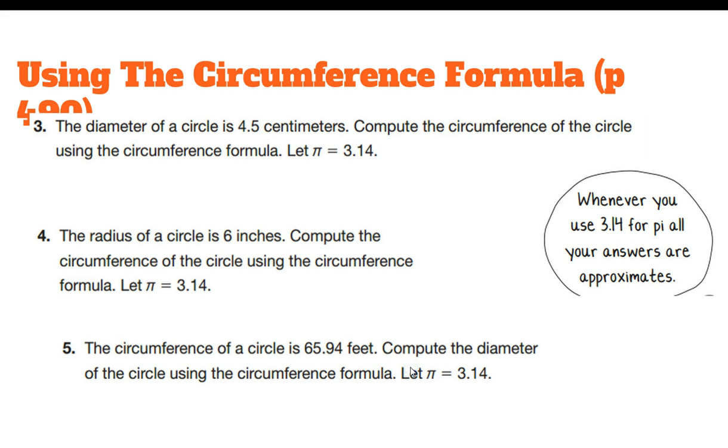Okay, so let's practice some more. Let's look at number 3 on page 490. It looks like I copied the same one, so let's skip number 3 and go to number 4. Number 4 says the radius of a circle is 6 inches. Compute the circumference of the circle using the circumference formula. Let pi be equal to 3.14.